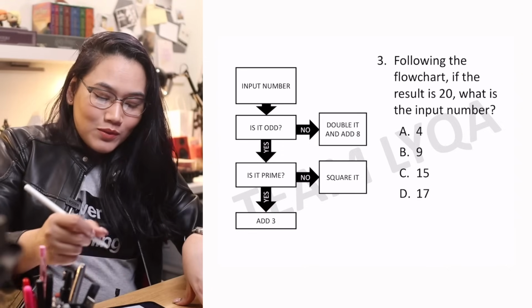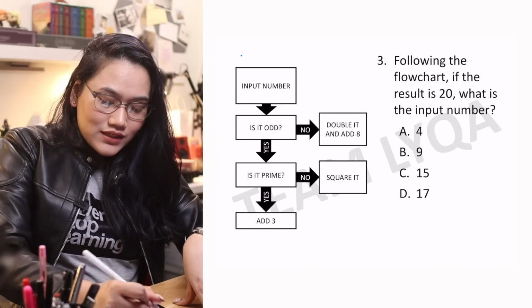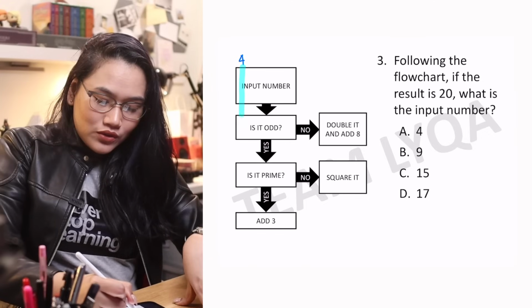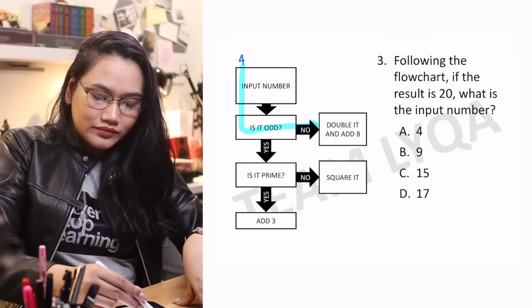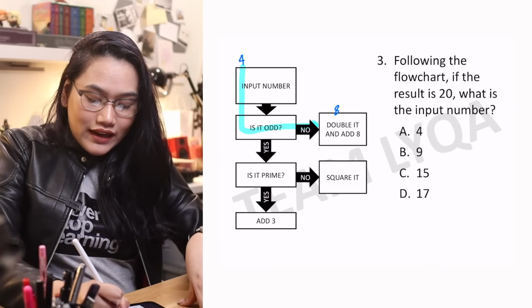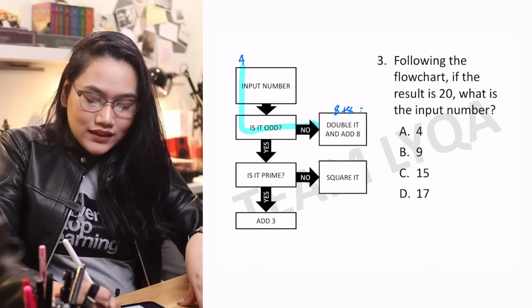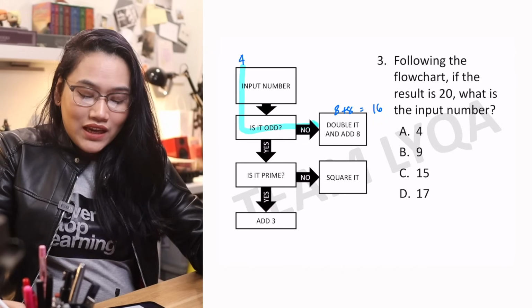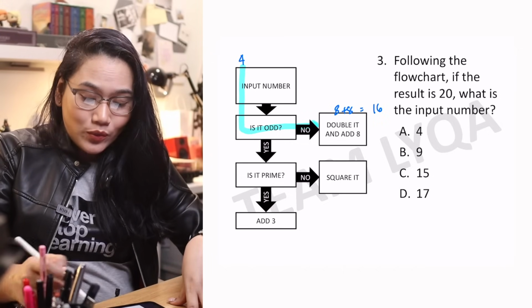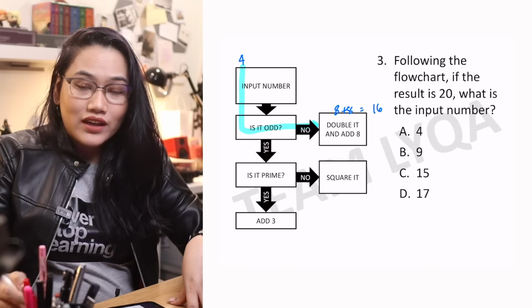Let me show you. Kung magsisimula tayo sa 4 as an input number, is it odd? No. It will go right here. Double it would be 8 and add 8 would be 16. Ibig sabihin, kung 4 ang input number, ang sagot ay 16, hindi 20. Hindi na siya pwedeng sagot.